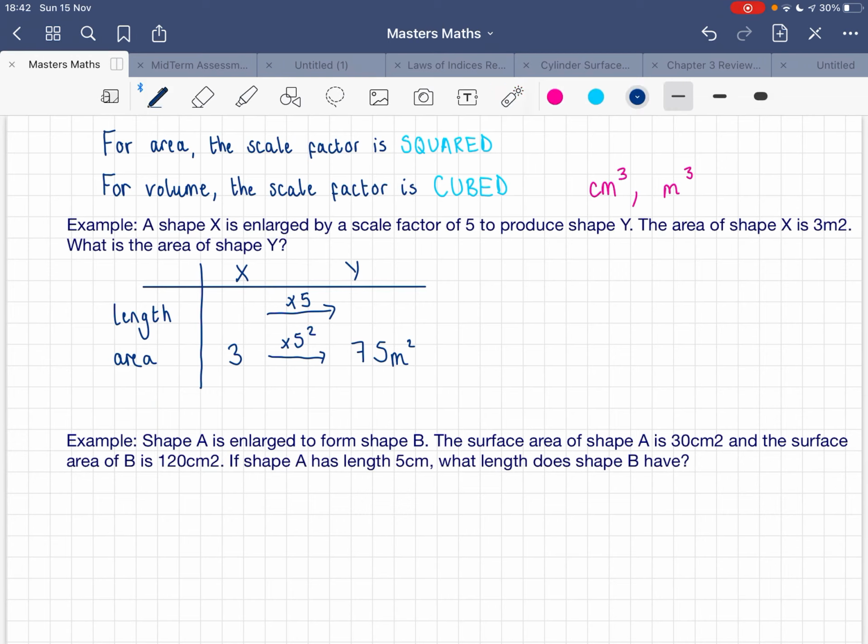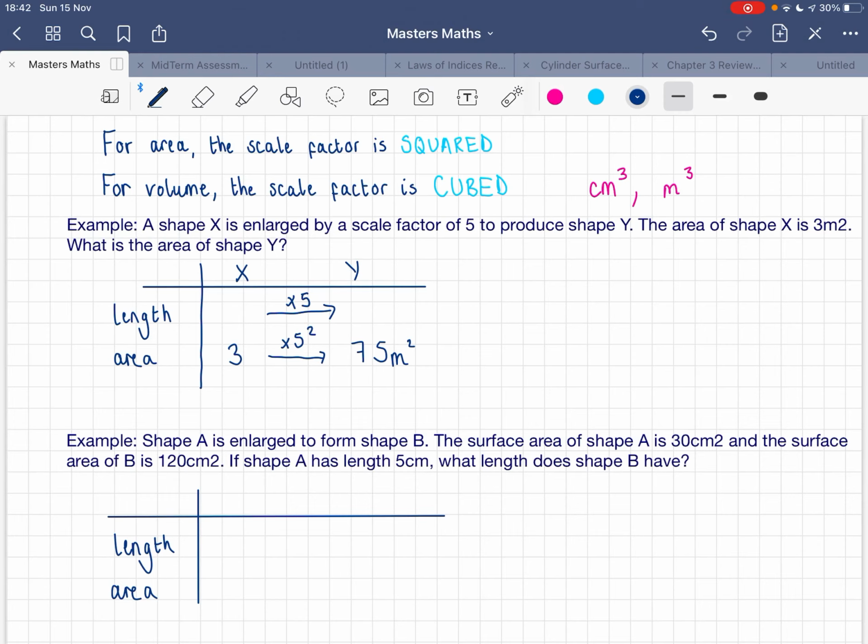Okay, let's have a look at the next one, which might be a little bit different. I'm still going to use the table, with length and area within it, because that's what we're talking about here. It's surface area, but still area. Shape A is enlarged to form shape B. The surface area of A is 30 centimetres squared and the surface area of B is 120 centimetres squared. If shape A has length 5, what length does shape B have?